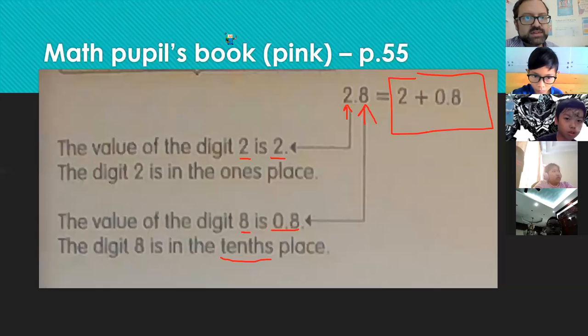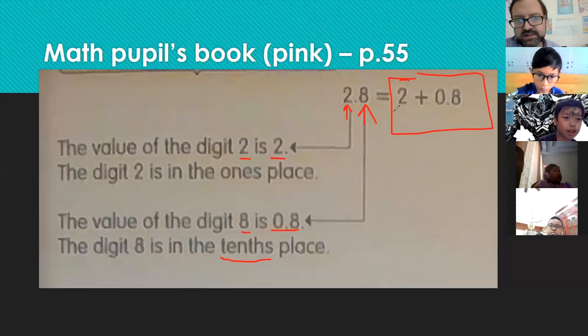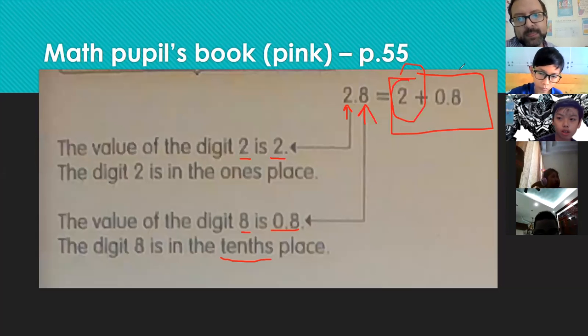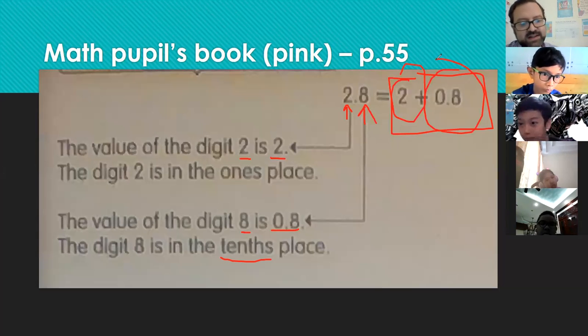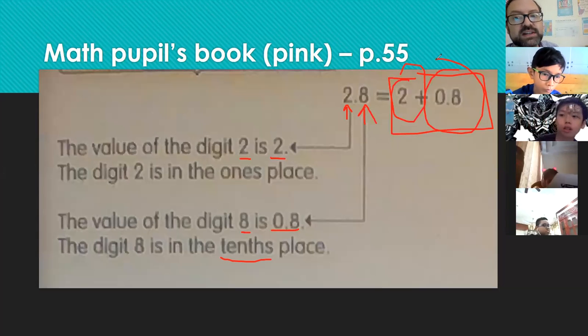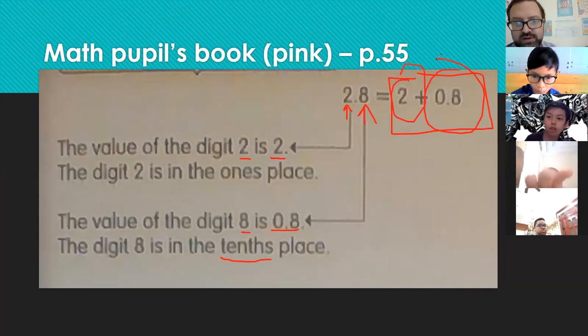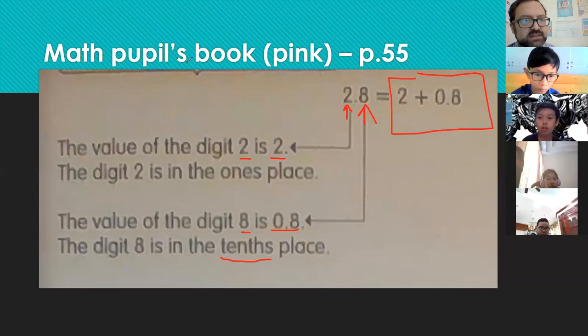So once again, this 2 is in the ones column. We should all know where that's at. 0.8, this is in the tenths column. That is something new. This number is less than one and more than zero, just like your fractions, okay?